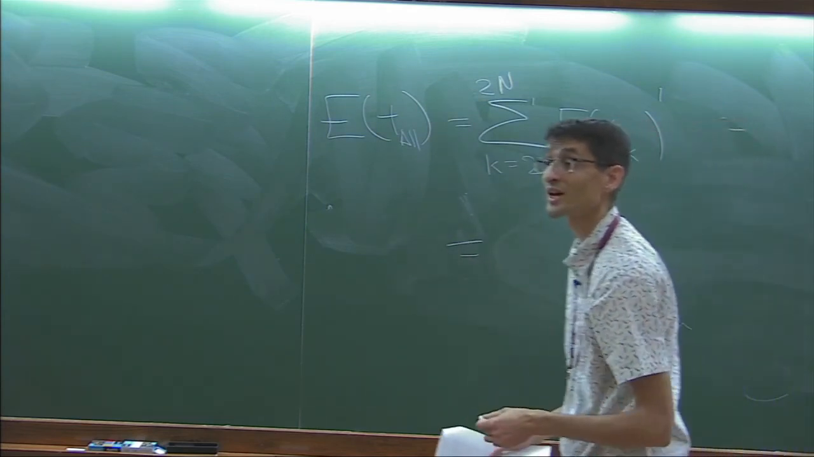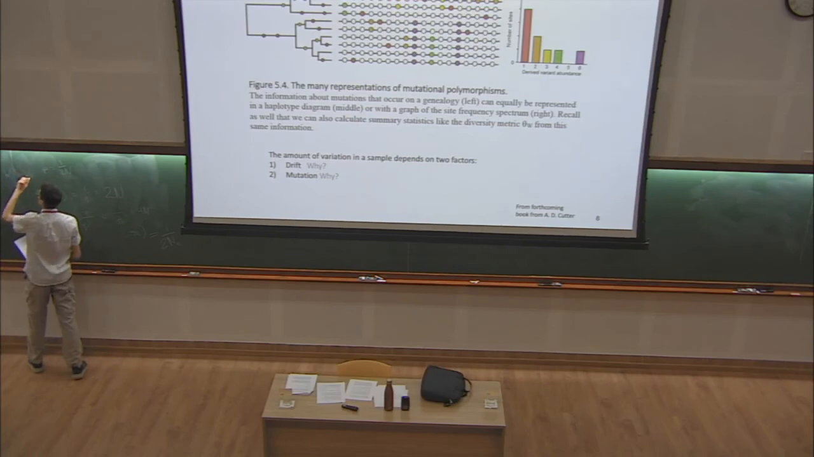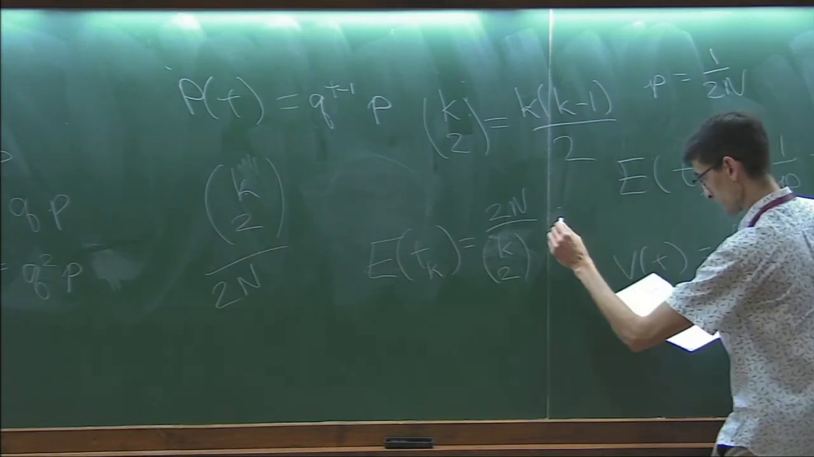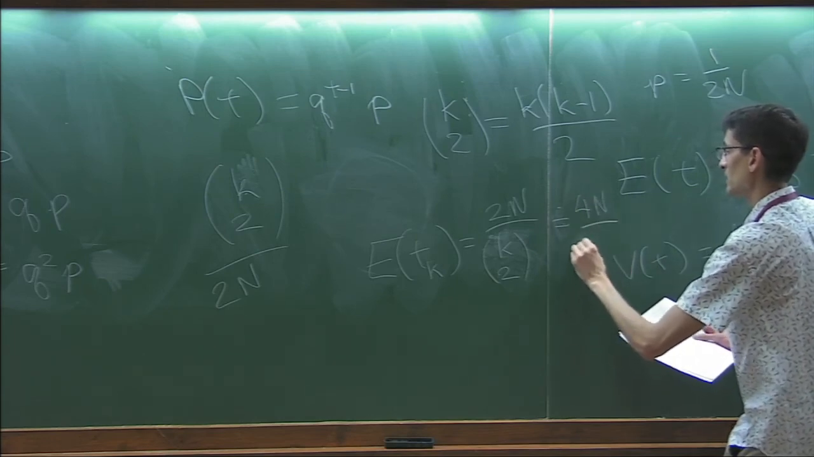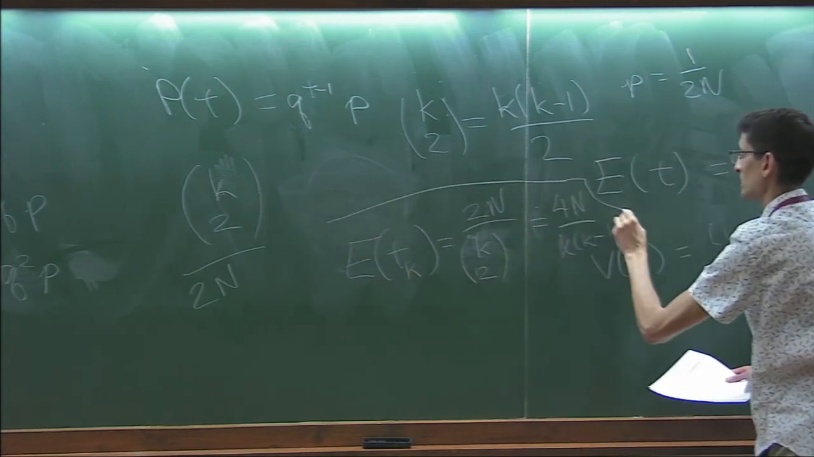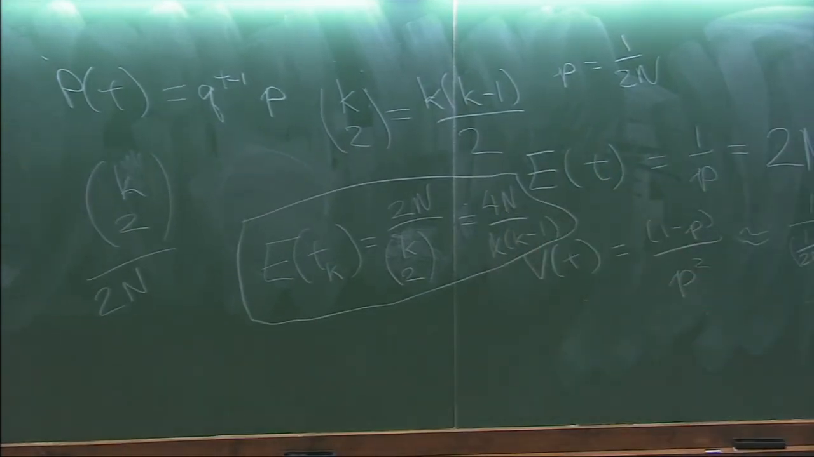Okay, well, we can just plug all this in. I forgot to add one simplification. This k choose 2 is just equal to k times k minus 1 over 2. So this thing becomes 4n over k times k minus 1. Okay, so I'm just going to take that, plug it way over here.